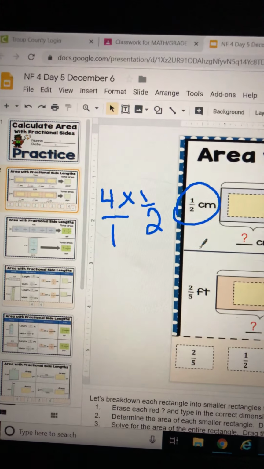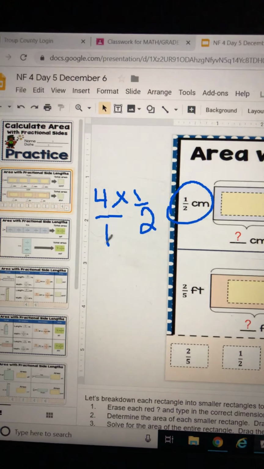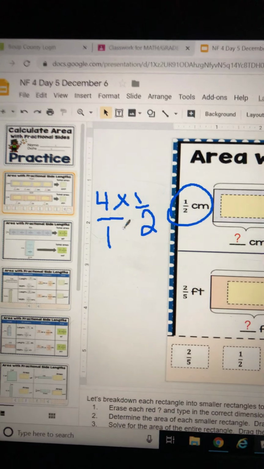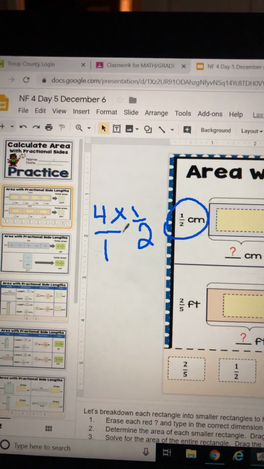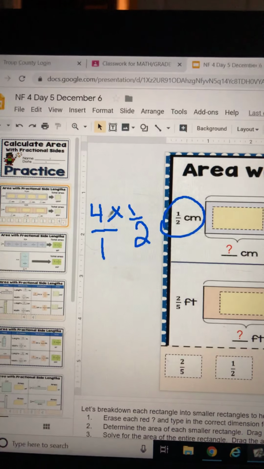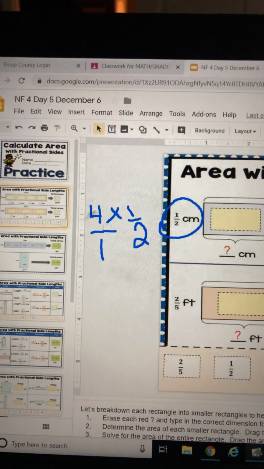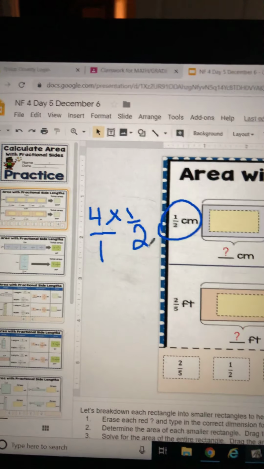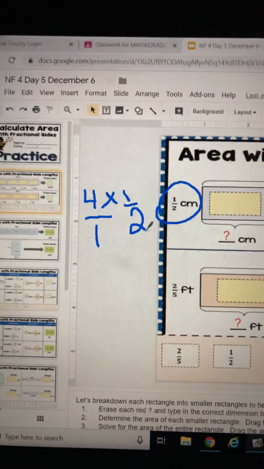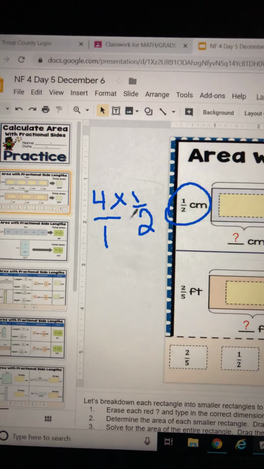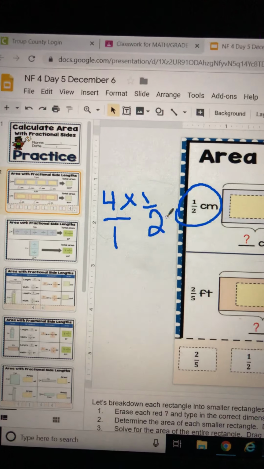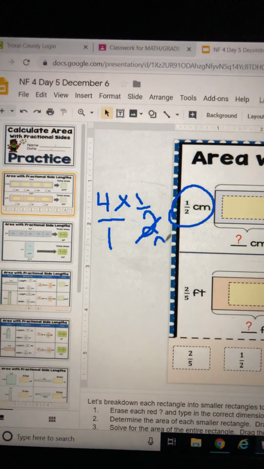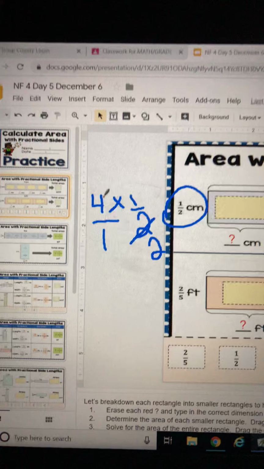And I'm going to look for cross canceling. Can I cross cancel anything? Well, if I divide 1 by 1, I'm going to get 1. So there's not much I can do there. Let's look at 2 and 4. Can I divide both 2 and 4 by the same number and get something smaller and easier to work with? You said yes, you are correct. So therefore, we're going to divide both of these numbers by 2.